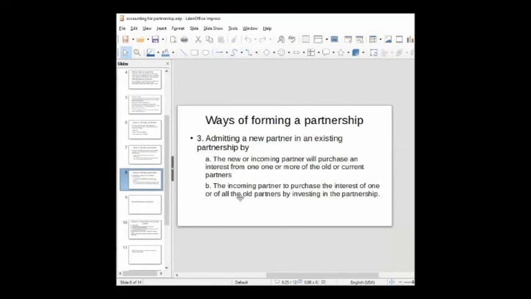While another one, the incoming partner may purchase the interest of one or all of the old partners by investing in the partnership. That is, this partner D can buy all of the interest of some of the existing partners, or only a portion of the interest of the existing partners.